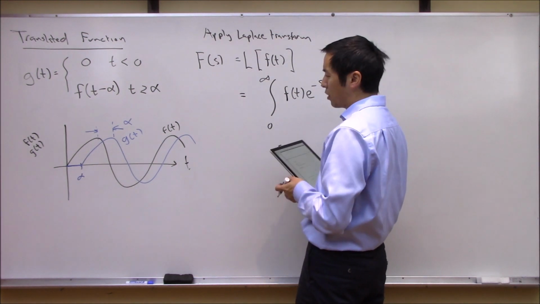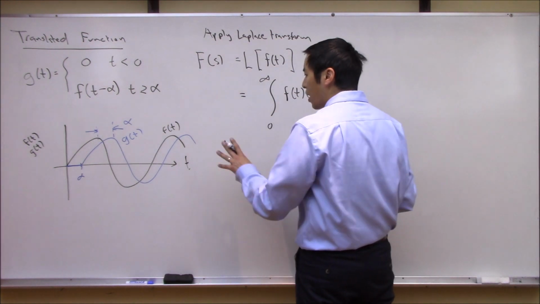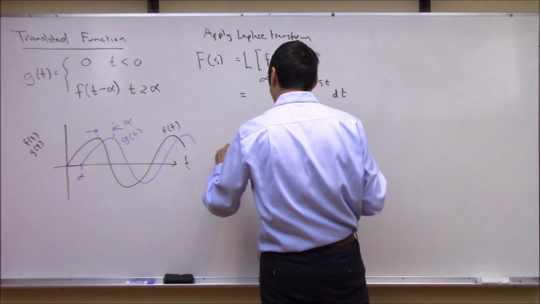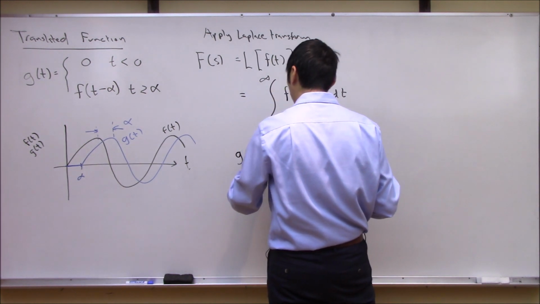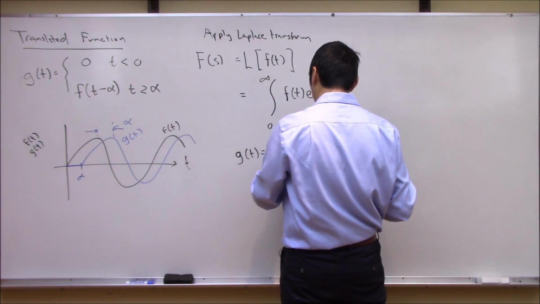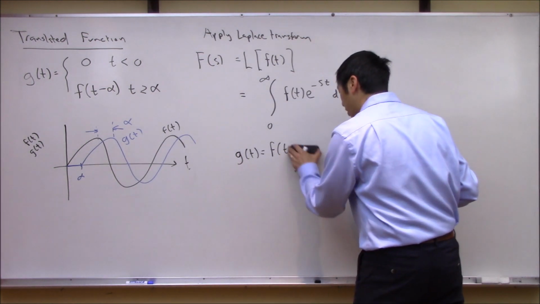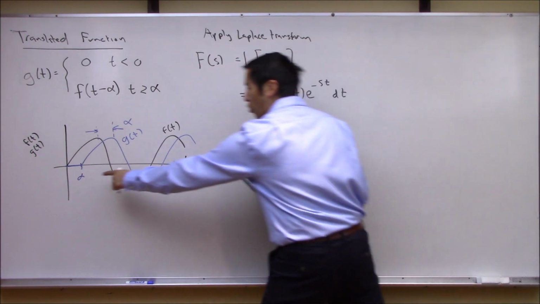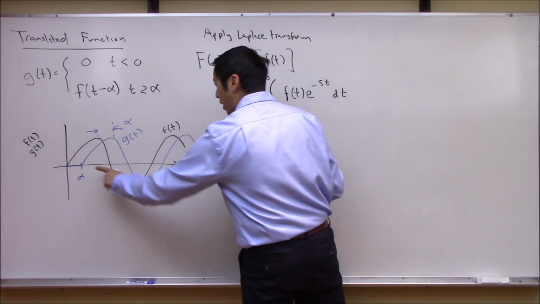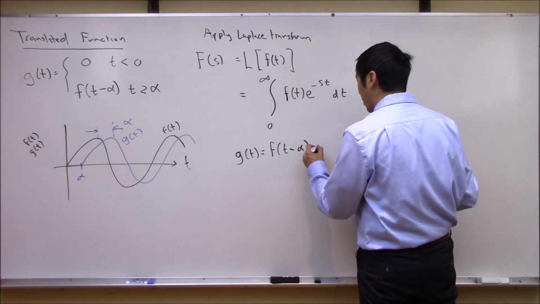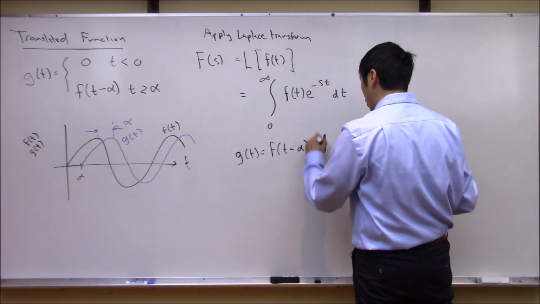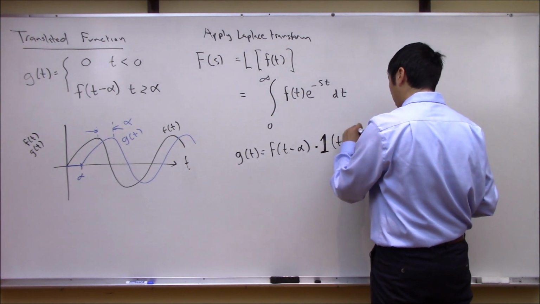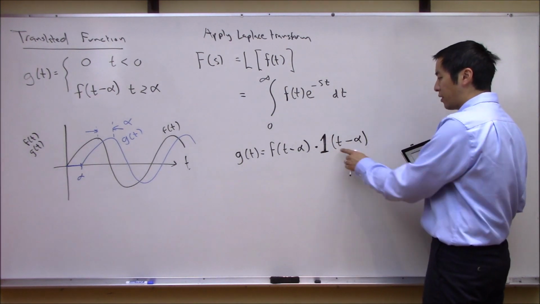So the first thing I want to do is, let's think about this a little bit. I want to rewrite g of t. So g of t is going to be f of t minus alpha. Let me make this a little bit more clean. And it doesn't turn on until alpha. So really what I could do without any other consequences is I could say this is multiplied by a unit step function, which I'll write like this, which turns on at t equals alpha seconds.